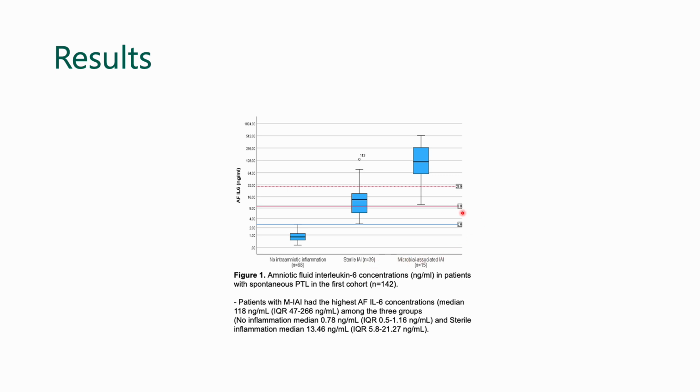An amniotic fluid IL-6 concentration equal to or more than 9 nanograms per milliliter was able to identify all patients with microbial intraamniotic inflammation, although it also identified patients with sterile inflammation, with a false positive rate of 61% to diagnose microbial associated inflammation. All patients with amniotic fluid interleukin 6 concentration between 2.6 and 9 nanograms per milliliter were diagnosed with sterile inflammation, and this IL-6 interval identified 38.5% of patients with sterile inflammation.